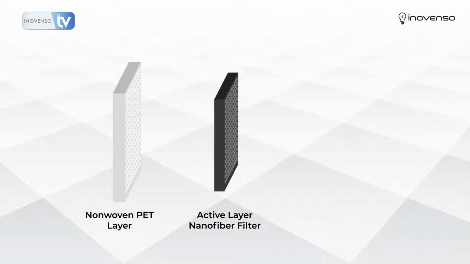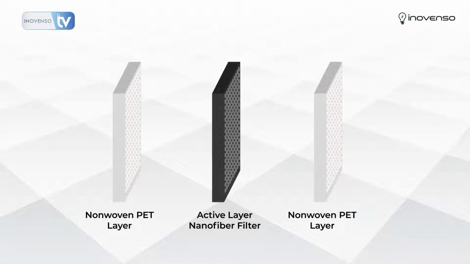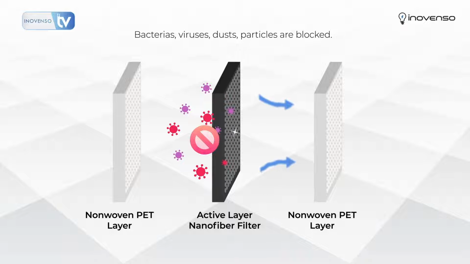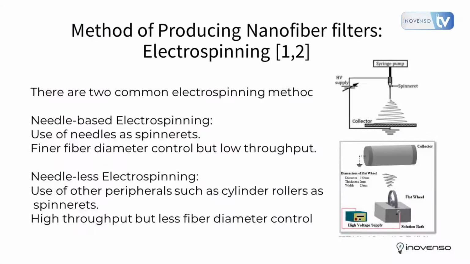So our technology incorporates three-ply. It's basically an active layer in the middle which stops the viruses from going through. The function of the PET non-woven sandwiches, which encompass the nanofiber layer, is just to protect it. The main functional layer is the nanofiber filter layer, which stops the viruses and allows clean air to pass through. So it's a three-layer system.